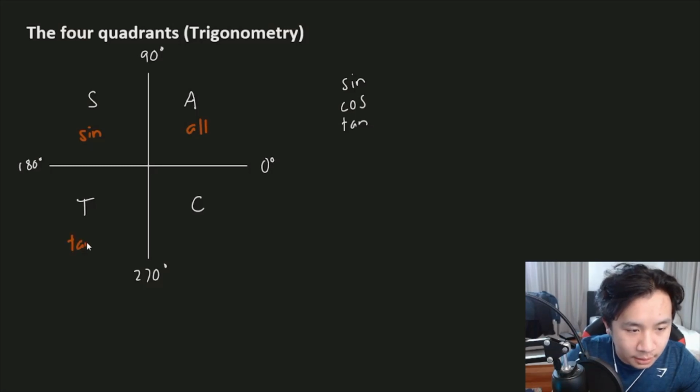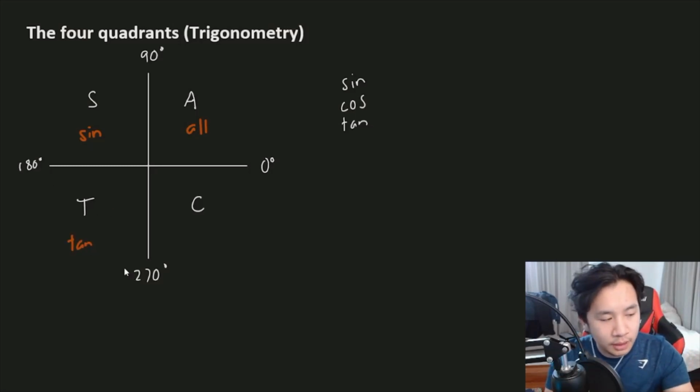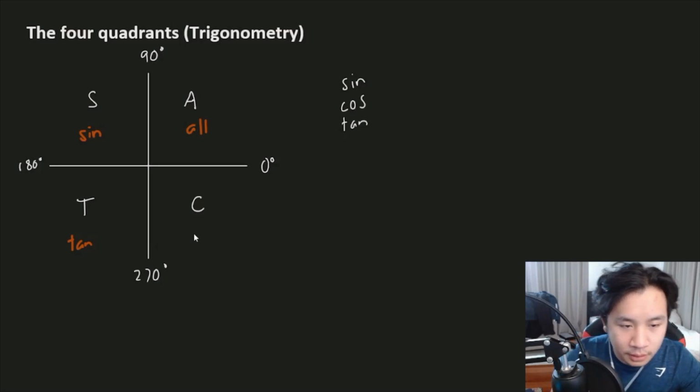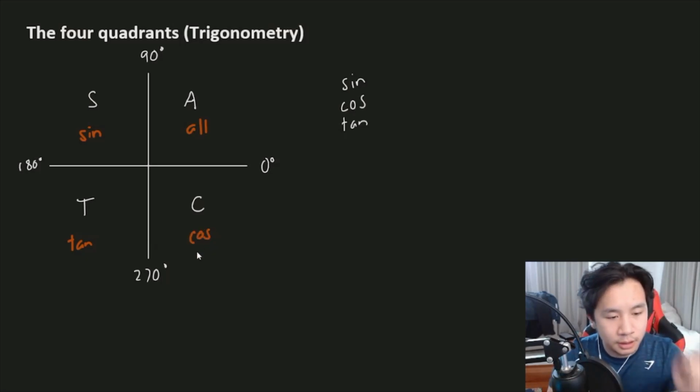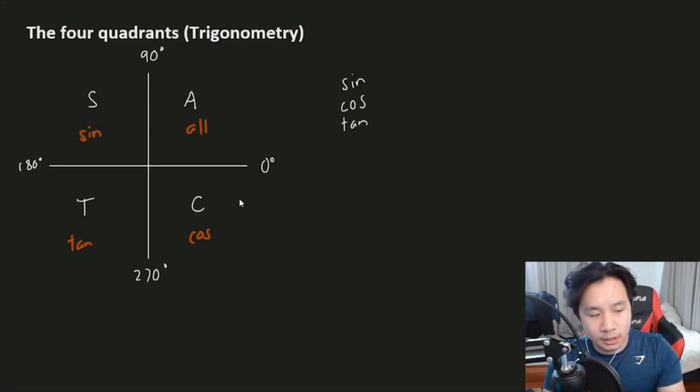So this is tan. So between 180 and 270, tan is the only one that's positive, and this is cos. So between 270 and 360, cos is positive.